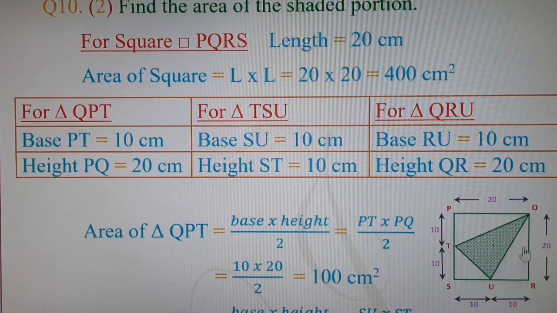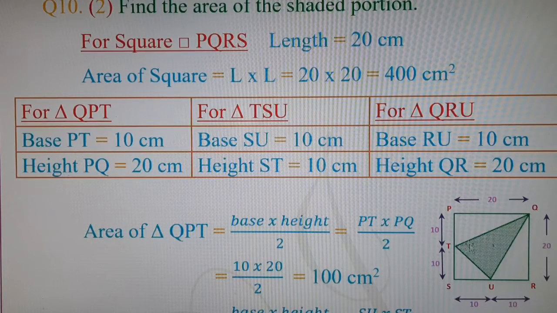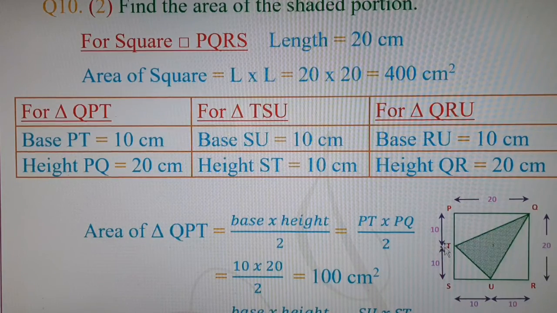Similarly, we'll go to the third triangle. The third triangle, we'll name it as triangle QRU. This white triangle QRU is also a right angled triangle. We are having 3 right angled triangles. This triangle QPT is a right angled triangle because the vertex P is 90 degrees. So in this triangle QPT, angle P is 90 degree.